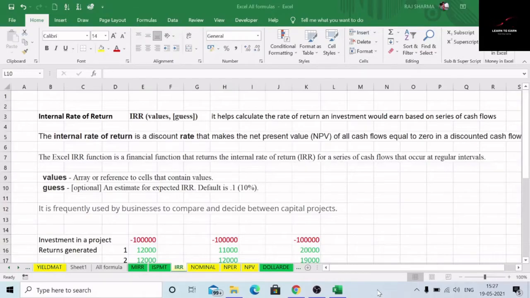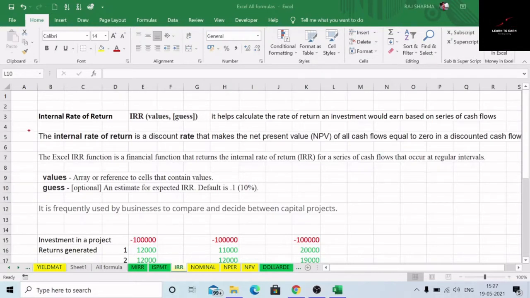Hello friends, in this video we are going to talk about internal rate of return. So what is internal rate of return and how is it going to impact our decision making when we are going to fund a project? That is what this particular video is all about.